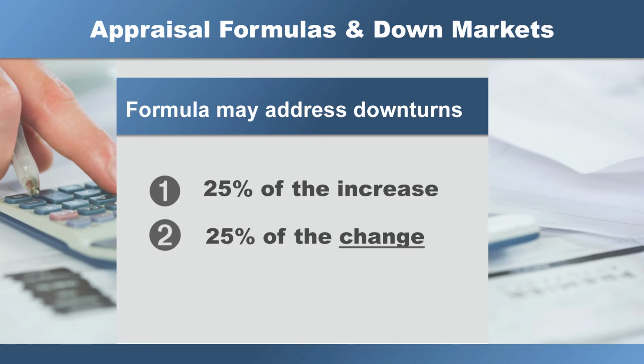As we discussed in the previous modules, the formula price sets a cap on the maximum sale price. It's not a guarantee, but unlike the fixed rate and index-based formulas, appraisal-based formulas can have a protection against market downturns built right into the formula. So in addition to stating that the homeowner gets 25% of the increase in value, some programs include language that the homeowner gets 25% of the change in value, so the homeowner shares in the loss as well.